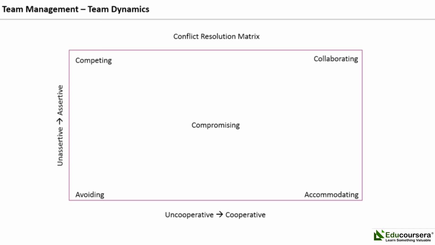Collaborating is assertive but cooperative. The individual wants things done their way, but is willing to explore solutions which satisfy the other person's needs as well. You win, I win. Compromising is intermediate in both assertiveness and cooperativeness. The individual is willing to partially give in to reach a middle position, splitting the differences, and partially satisfying both parties, neither win nor lose.